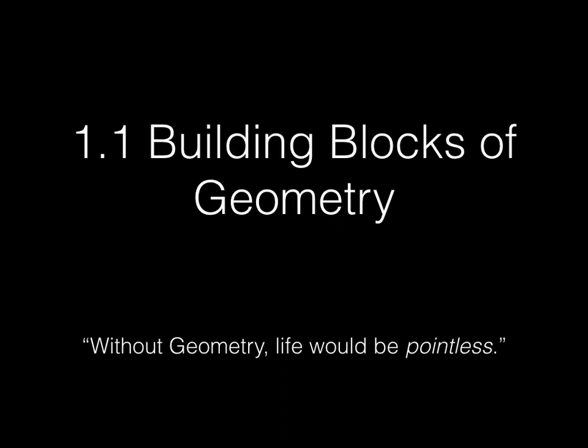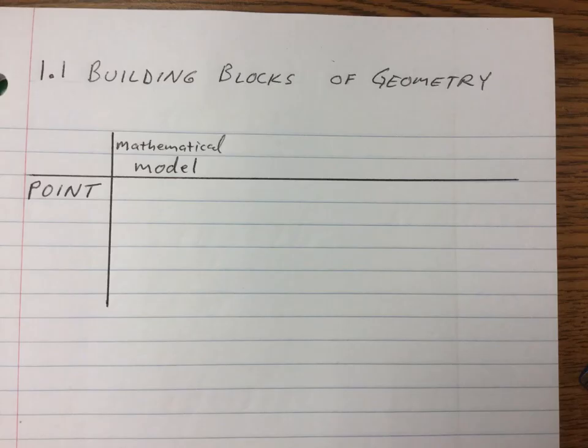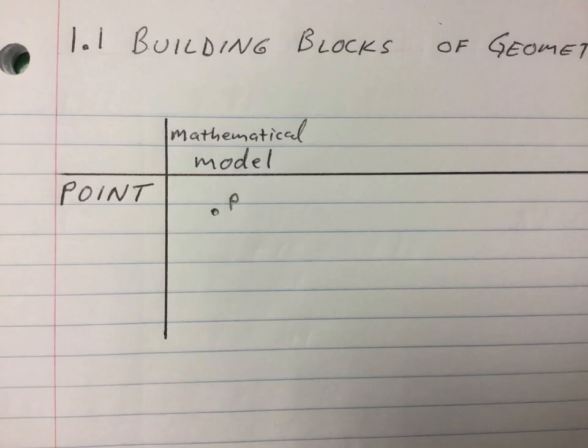Section 1.1, the building blocks of geometry. So I'd like you to flip a few pages, leave those blank, and then put this title at the top. The reason you want some blank pages is your table of contents might span 2 or 3 pages. So section 1.1, we're going to start with the building blocks of geometry, and we begin with a geometric point.